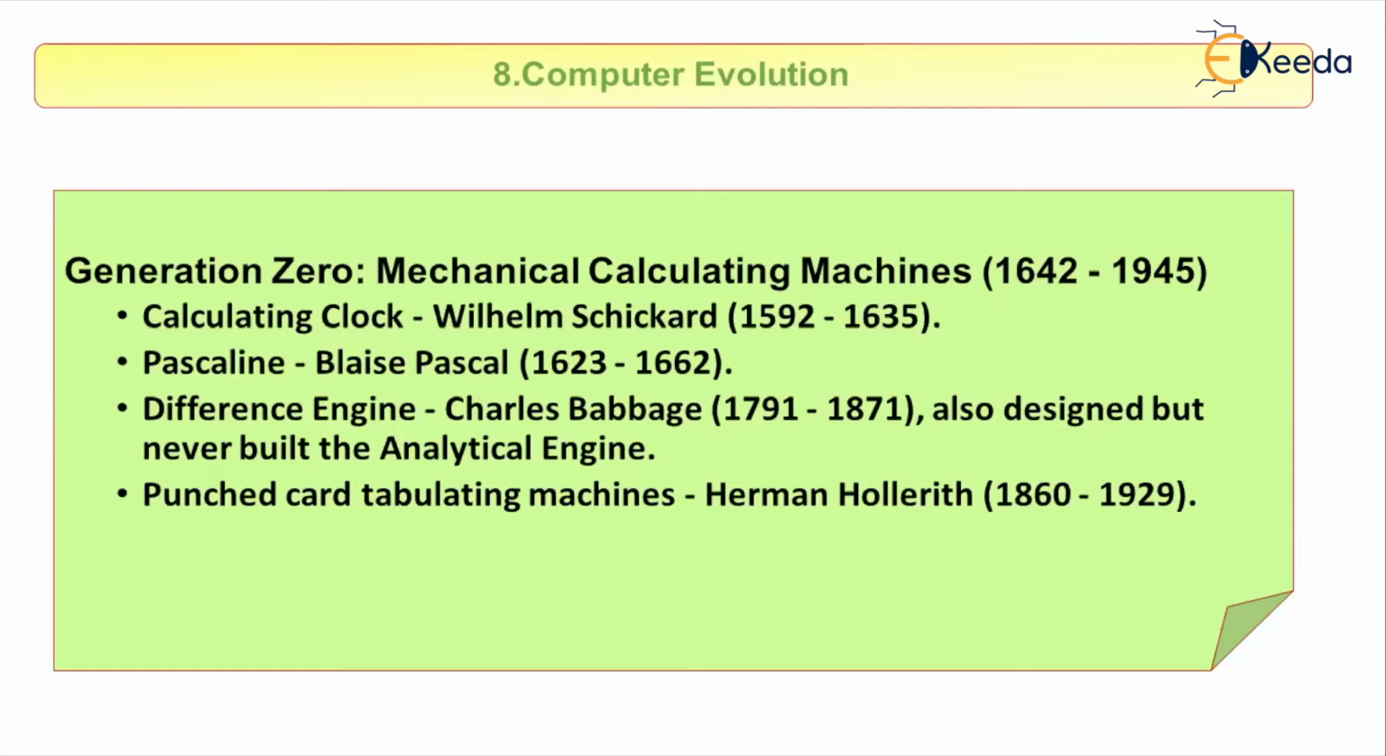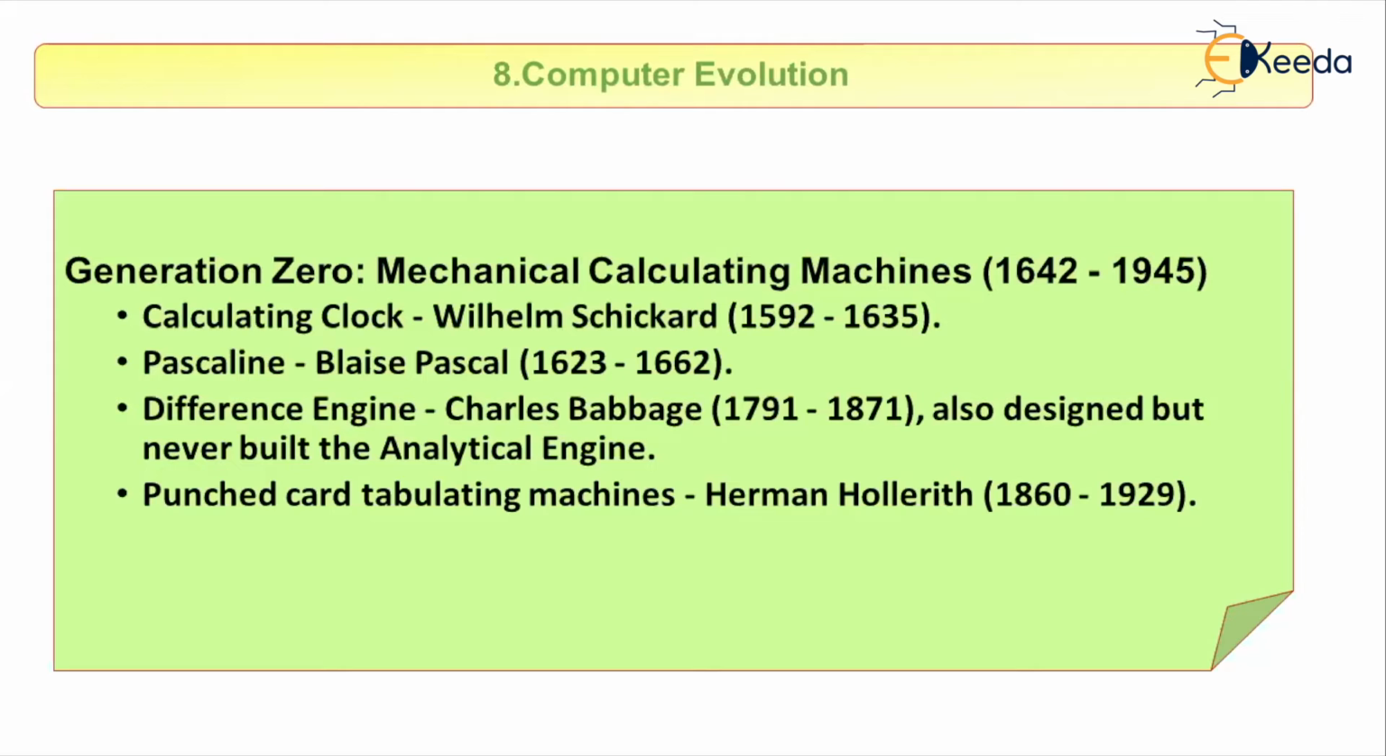Pascaline, the second evolution, which took place with Blaise Pascal, from 1623 to 1662. Difference engine. This was done by Charles Babbage, from 1791 to 1871, and he also designed but never built an analytical engine. He had designed the analytical engine, but he had not built it physically.